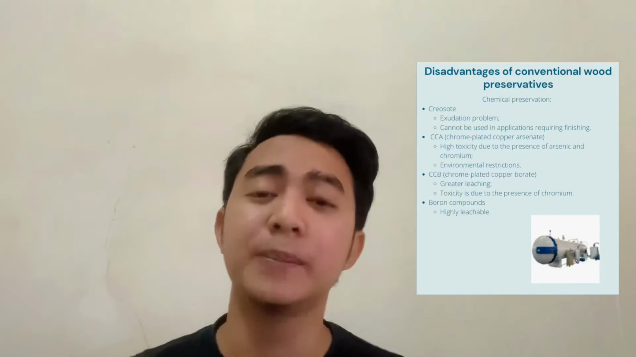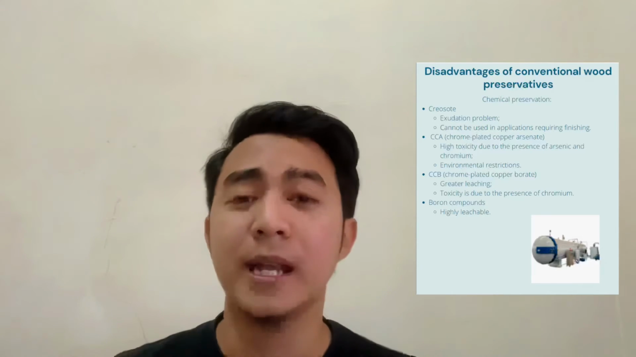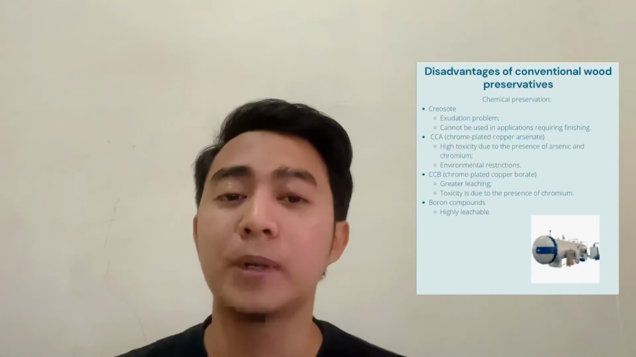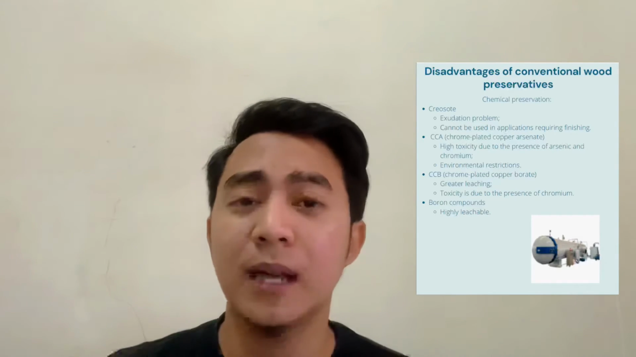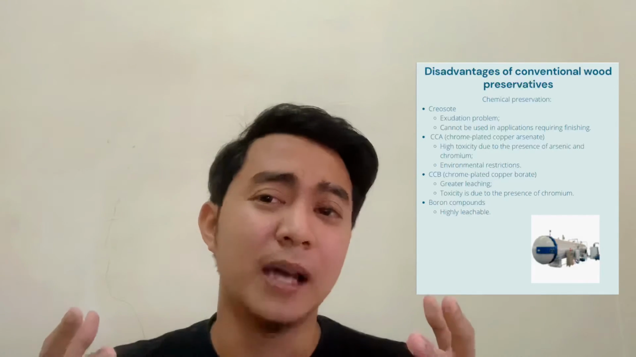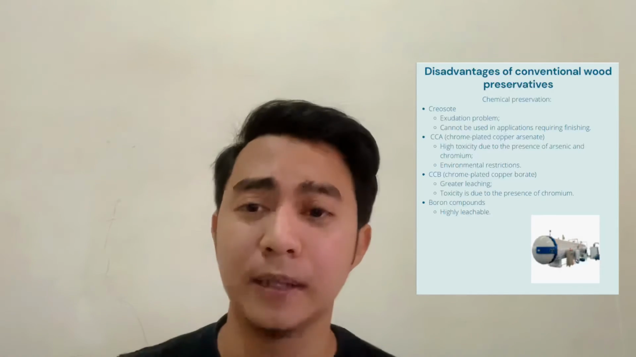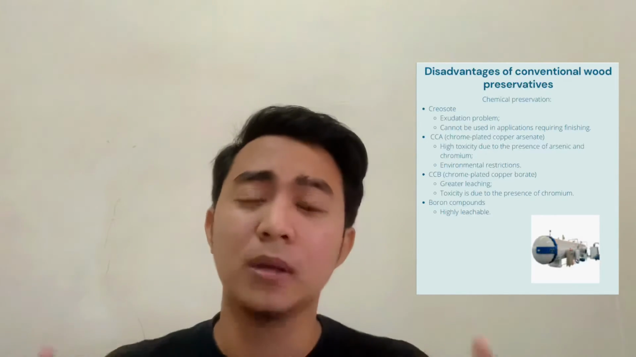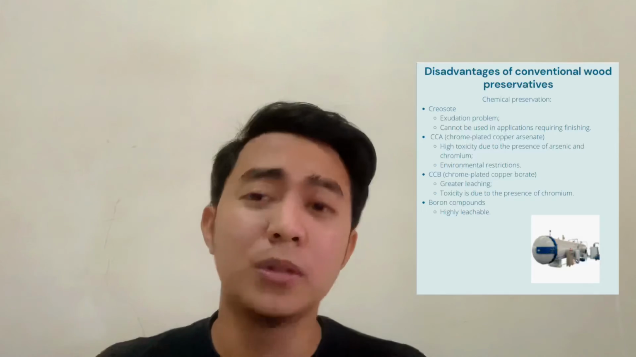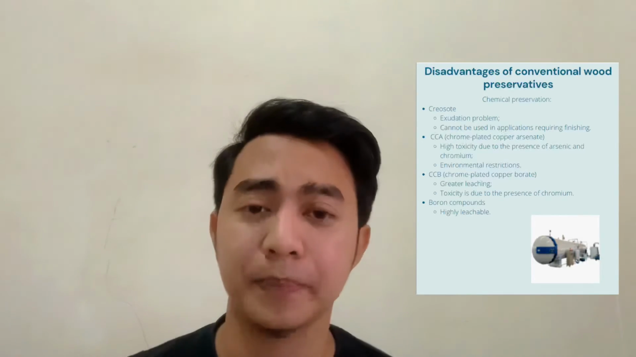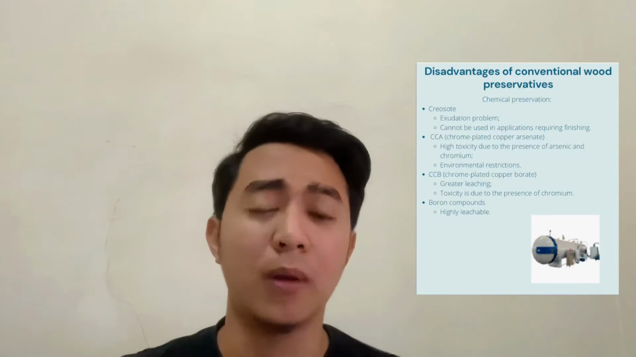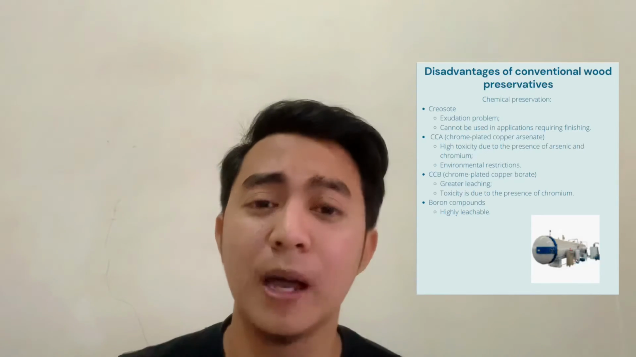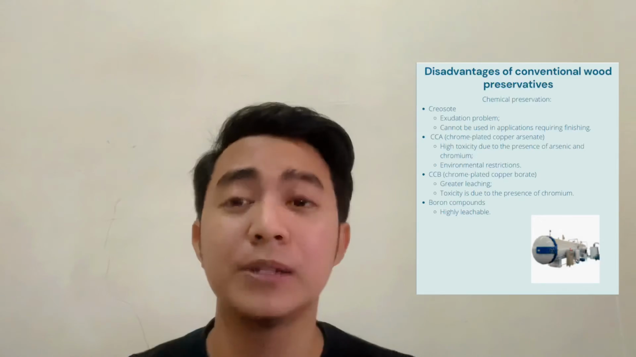Third is CCB. CCB stands for chromated copper borate. This chemical has disadvantages because it has greater leaching and it has toxicity due to the presence of chromium. And lastly, boron compound. Boron compound also has disadvantages because it is highly leachable.